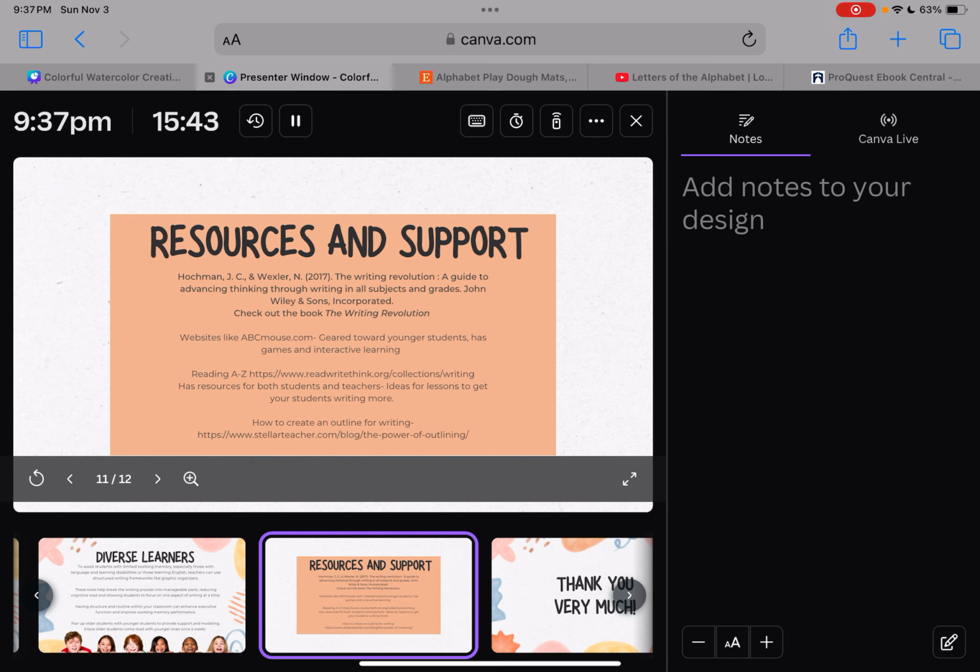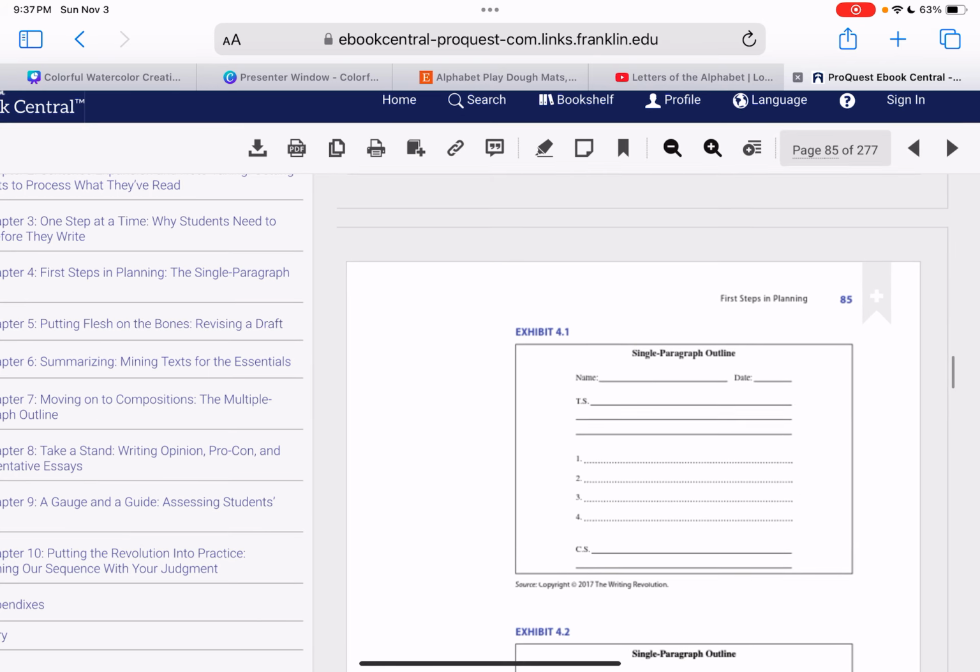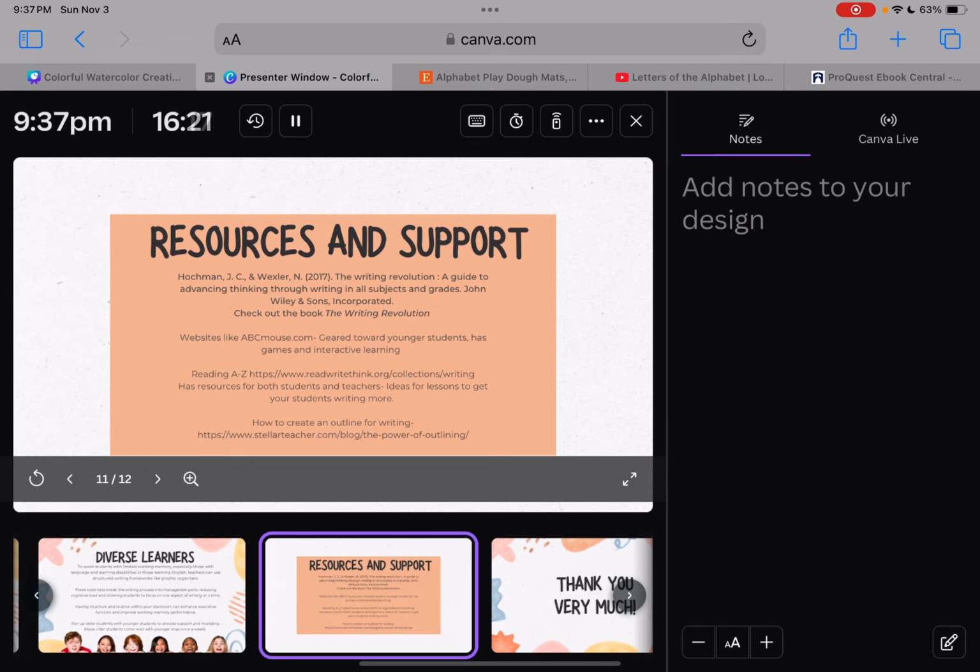Different websites like ABC Mouse are geared toward younger students, and there's games and interactive learning on there. Letter Formation. Reading A to Z has resources for both students and teachers, ideas for lessons to get your students writing more. There's a lot of different resources on that website. And then I also included how to create an outline for writing. And within that website, there are several different outlines that are already created for you that you can pull. Again, it can be a simple outline like the one that I showed you earlier, like this one for a single paragraph. But you can also tailor that to whatever you need within your own classroom.